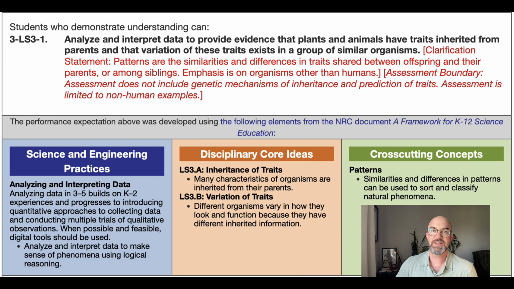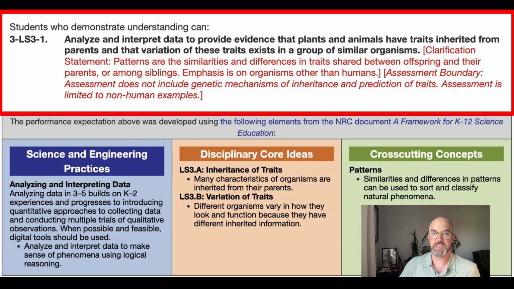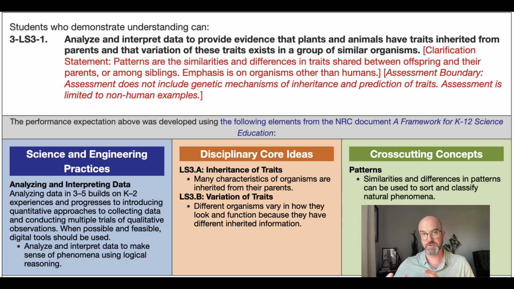So to get started, let's dive into 3LS31 and take a look at this standard. It's a third grade standard for life science where students are asked to analyze and interpret data to provide evidence that plants and animals have traits inherited from parents and that variation of these traits exists in a group of similar organisms.